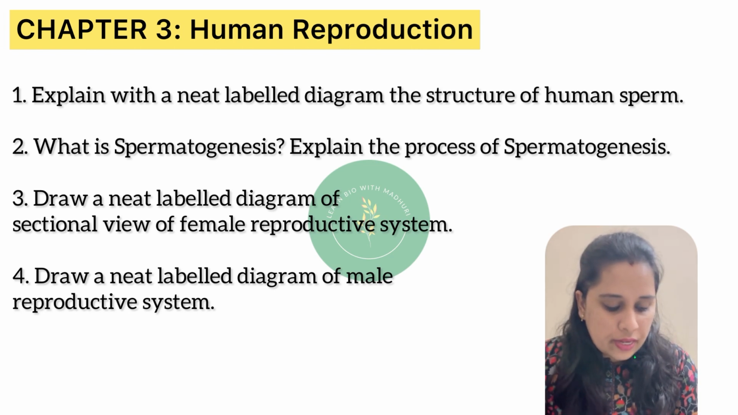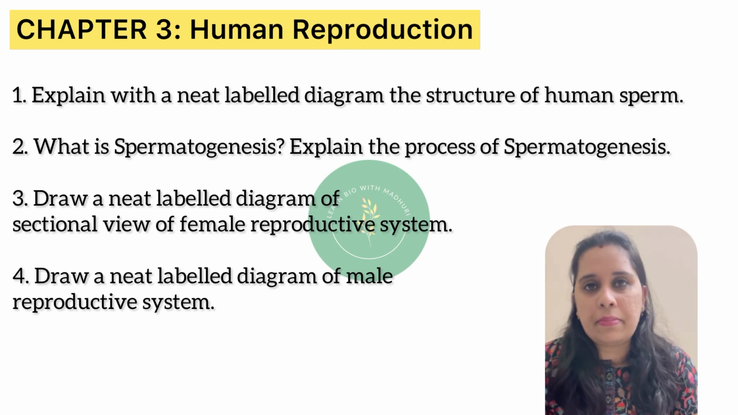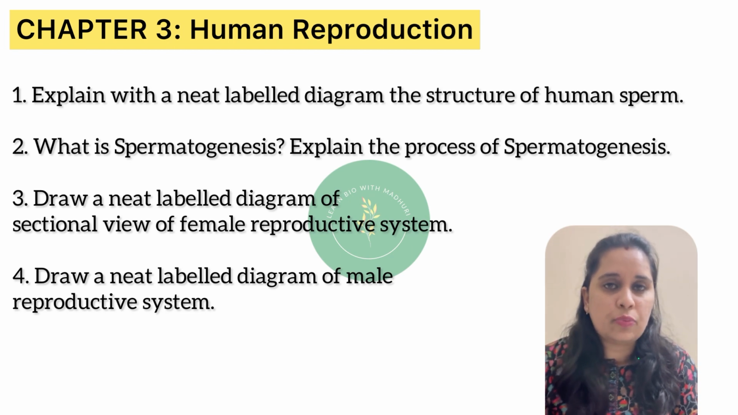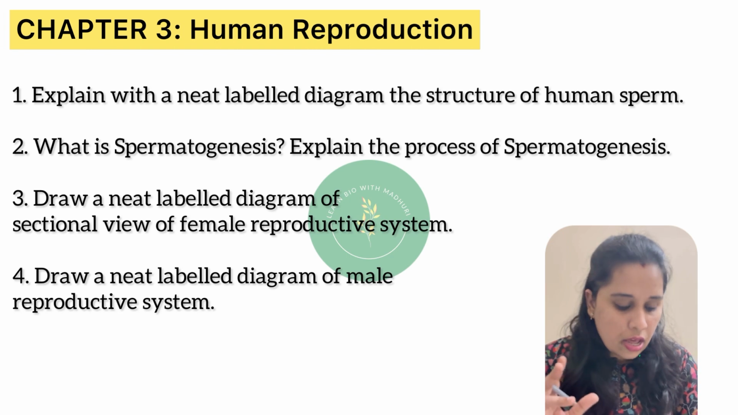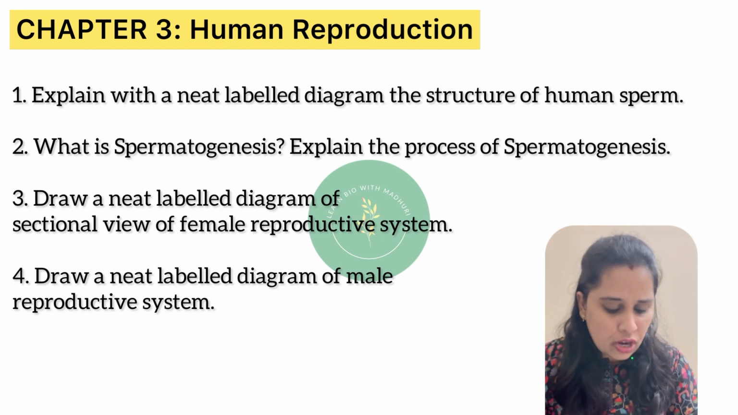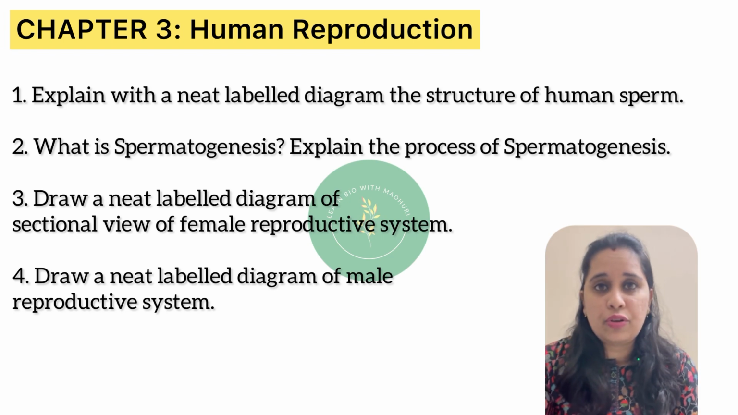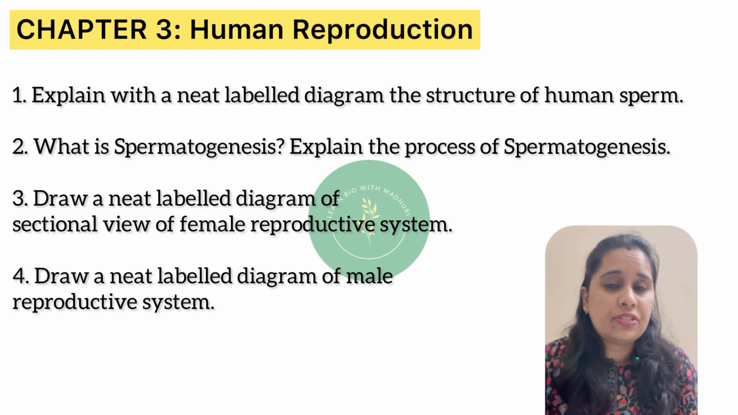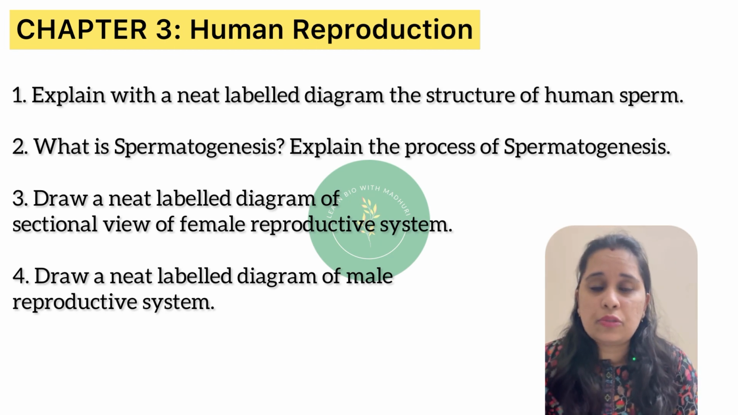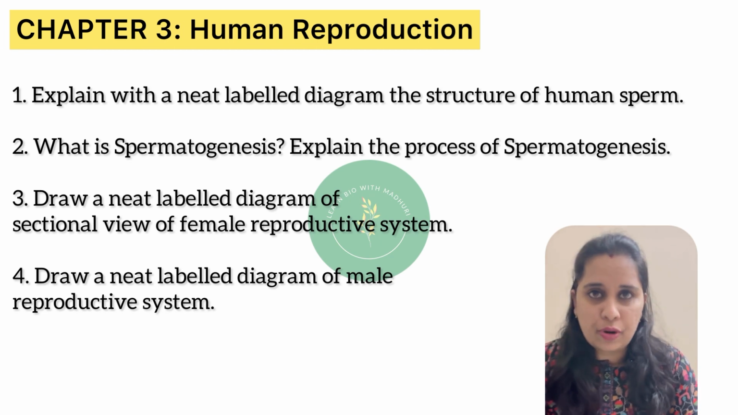Okay. Question number 2. What is spermatogenesis? Explain the process of spermatogenesis. In most of the model question papers, if you come across, this question has been frequently asked when compared to oogenesis. Question number 3 and 4 that you can see on the screen. Draw a neat labeled diagram of the sectional view of the male reproductive system as well as the female reproductive system. So both the diagrams are very important.